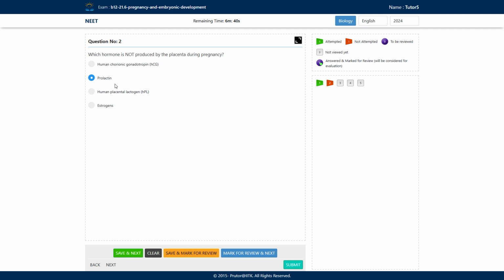Prolactin is basically secreted by the anterior pituitary, not by the placenta. Now, next, by the end of which month of pregnancy are the fetus limbs and digits fully developed? They are asking about the month. The options are first month, second month, fifth month, and the ninth month. What is the correct answer here?